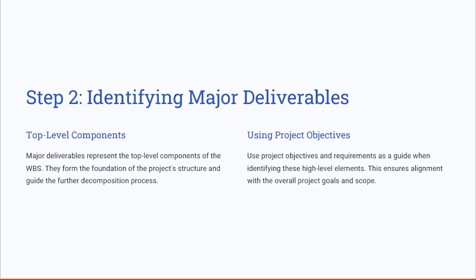The next key step, which is very important again, is identifying the major deliverables. After gathering the inputs and reviewing these documents or scope statements, the next step is to identify the major deliverables of the project. These deliverables form the top-level components of the WBS. To ensure accuracy, use the project objectives and requirements as a guide when identifying these high-level elements.